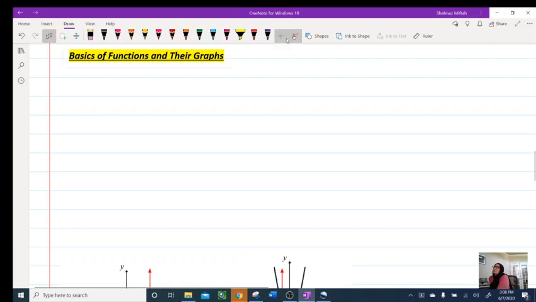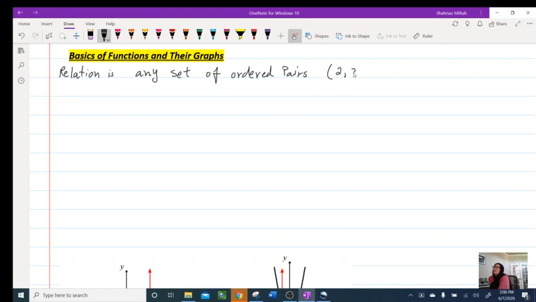So a relation is any set of ordered pairs. For example, I have 2 and 3, that's my relation. 3 and 0, that's a relation. 4 and 1, that's a relation. So these are called relations.